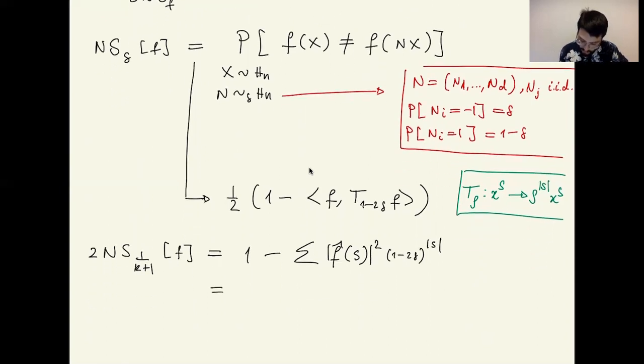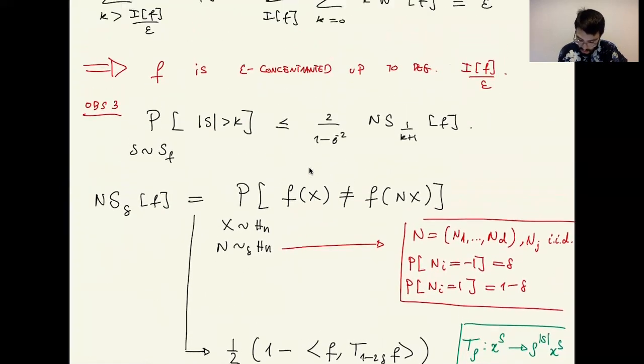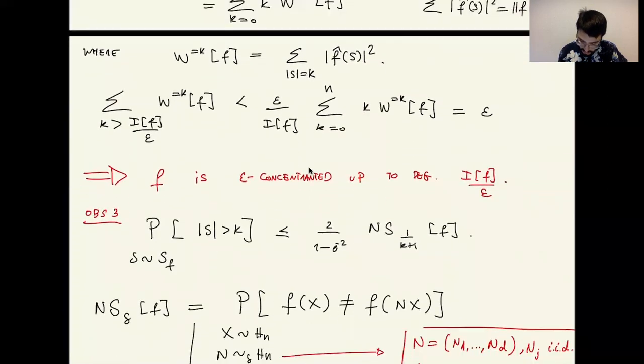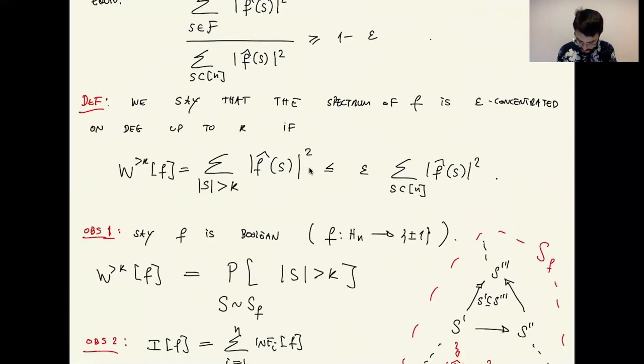Now I'm going to use that f is Boolean. So I should put here f Boolean. There are certain things that are only true when f is Boolean. There are certain things that can be extended to when f has real values or even complex values. So we always have to distinguish these things.